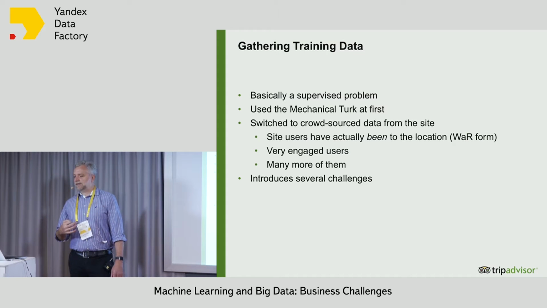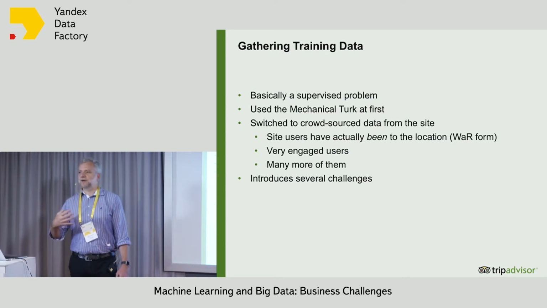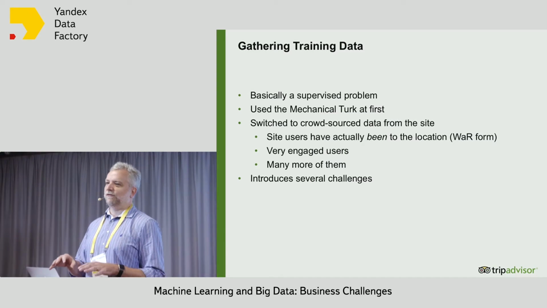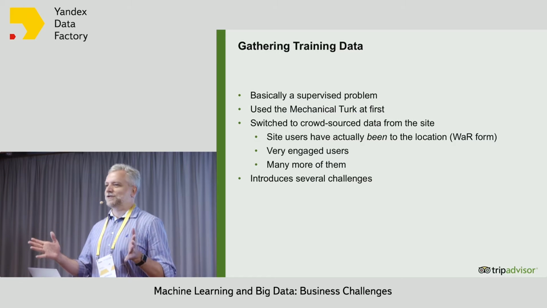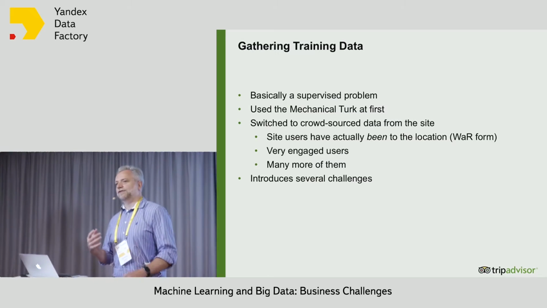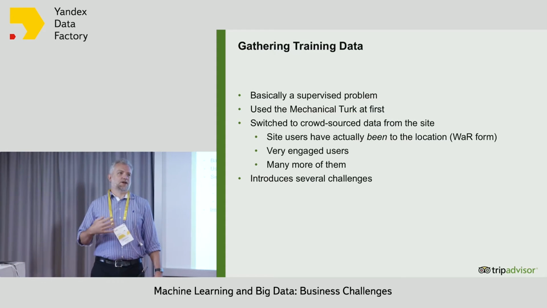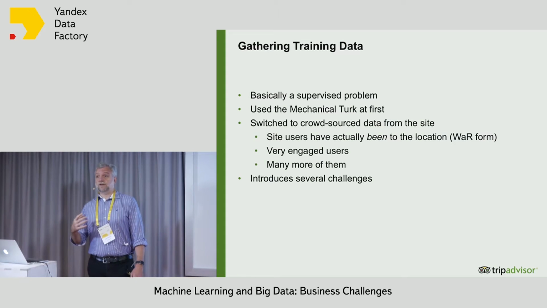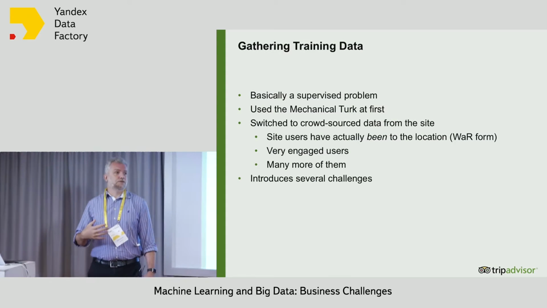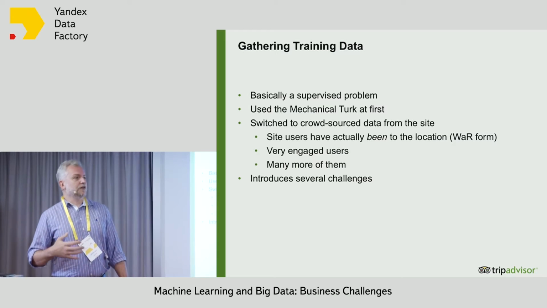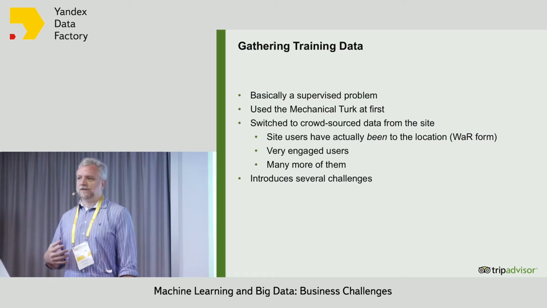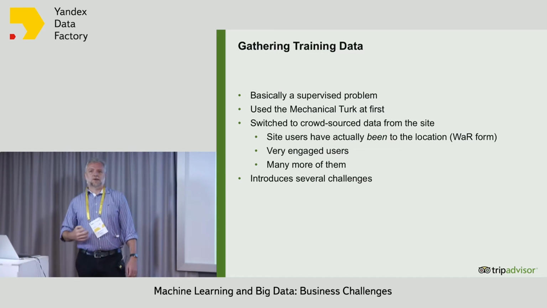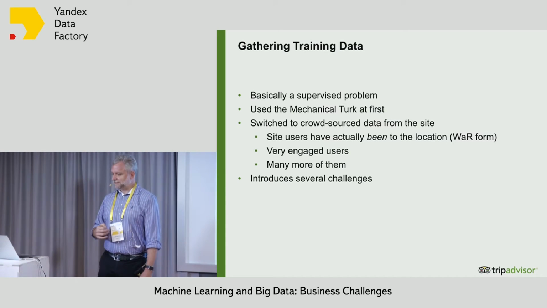Of course, we switched to crowdsourcing later on for several reasons. The first is that site users have actually been to the location. We ask for the answers to these at the end of the write-a-review form, so we know that the person has actually been to the place. A Mechanical Turker is going to have to do research online and try to draw a conclusion from that. And of course, if we have a user that is actually interacting with the site and submitting a review, we know that they're very engaged users and are going to put some thought into the votes that they put in on the particular tag questions. And of course, there are many, many more of them, millions.